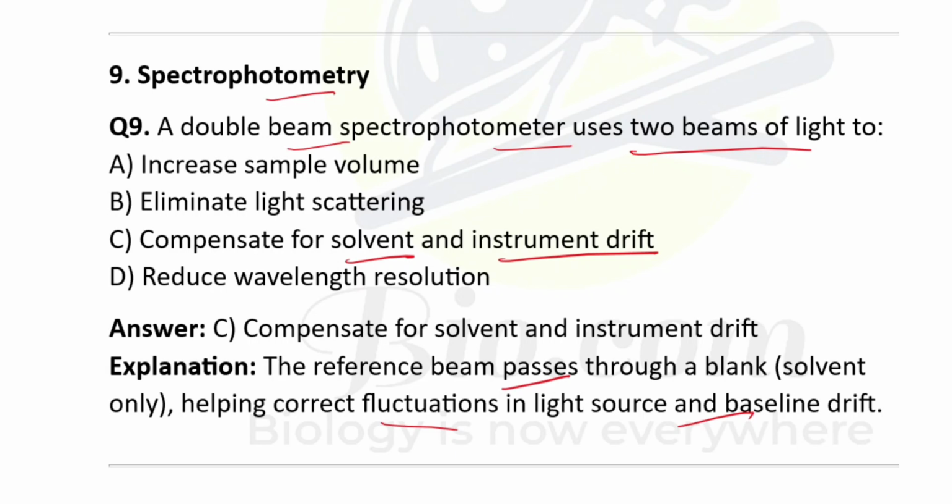A double beam spectrophotometer is a type of spectrophotometer that uses two light beams to measure the absorbance, or you can say transmittance, of a sample. It uses two light beams to offer enhanced stability and accuracy compared to the single beam model spectrophotometer. One beam passes through the sample and the other acts as a reference, allowing for real-time compensation for the fluctuations in light source intensity and other factors.